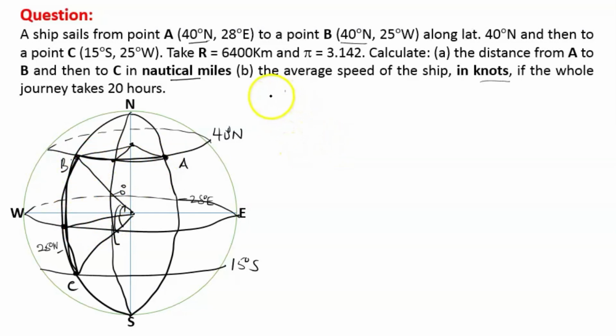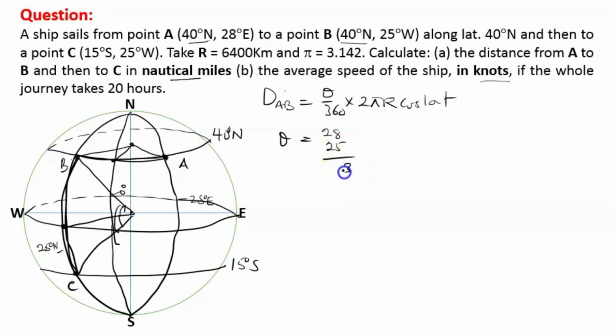The first thing to do is to calculate the distance from A to B. Distance from A to B, which is along a small circle, is going to be theta over 360 times 2 pi r, where this r is R cos lat. All right, so very quickly, let's get our theta difference. Our theta difference, which is the difference in longitude between point A and B, is 28 degrees east and 25 degrees west. They have different directions, so we are going to add. When you add 28 to 25, we are going to have 53 degrees as our theta difference.